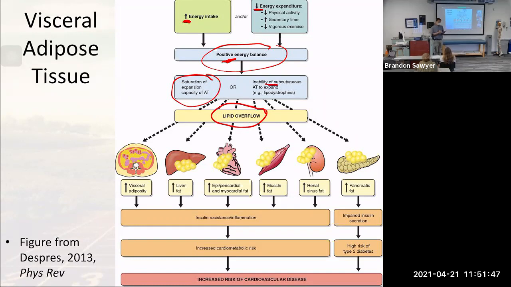And so that looks like this. We get an increase in fat all around our organs. Also in our organs, the liver starts filling up with fat, the heart starts filling up with fat, muscle, kidneys, pancreas. And then in those organs, we get something called lipotoxicity, which is bad types of fat actually start damaging the cells of that tissue.